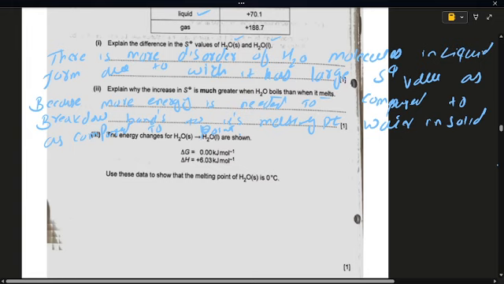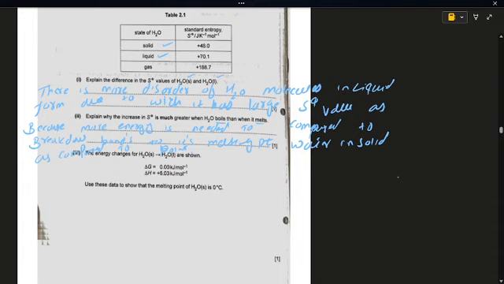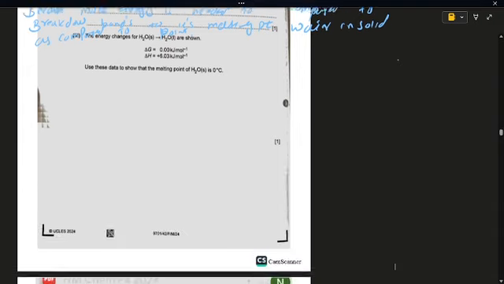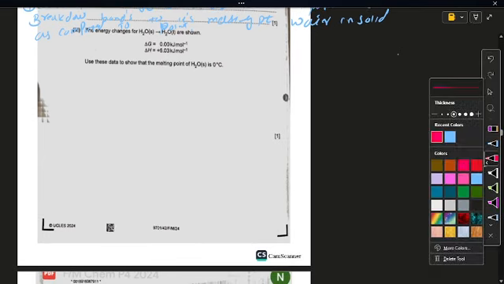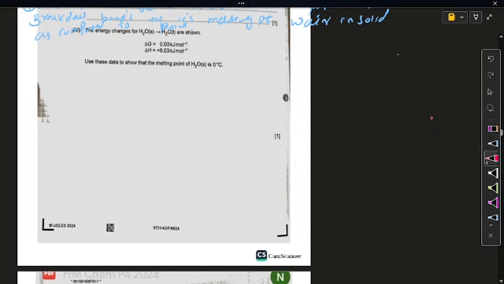The energy changes of water from solid to liquid are given to us, and we use that data to show that the melting point of water is 0 degrees centigrade. So you need to show that expression. First write down the expression for Gibbs energy: delta G is equal to delta H minus T delta S.